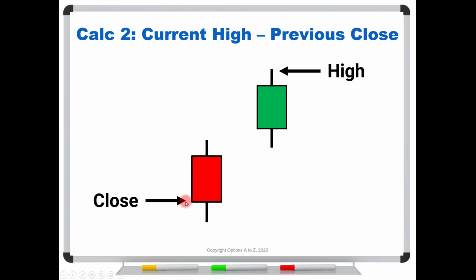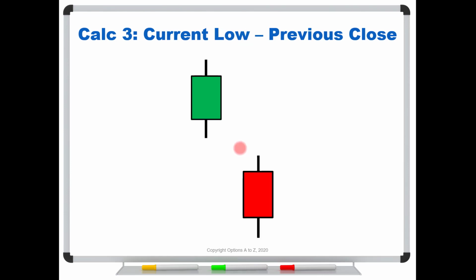So it's this number right here, that's our closing price. So we're going to take this number minus this number. Whatever that distance is, it's going to give us a dollar number, and we're going to record it. We're going to write that number down. And then we're going to take a look at calculation 3, which will help us to capture gap downs. So it says to take the current low minus the previous close.